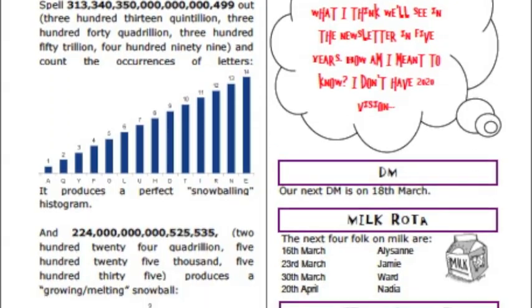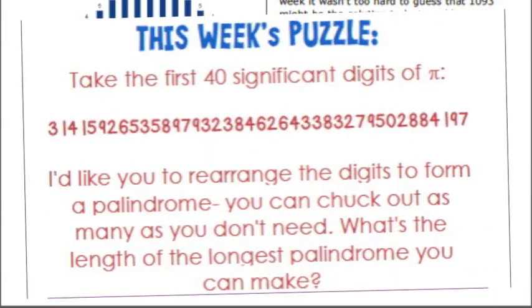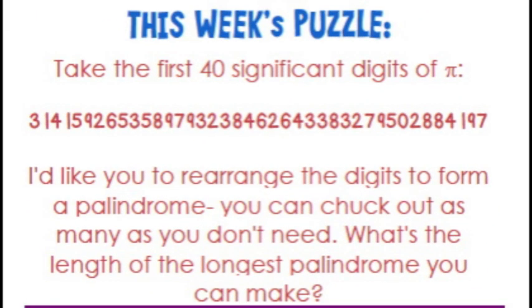Anyway, so unsurprisingly then, what's the puzzle this week? Well, here it is. This week's puzzle. Take the first 40 significant digits of pi. That's just to eliminate the little decimal point business. And there they are. I'd like you to rearrange these digits to form a palindrome. So read the same backwards as forwards.